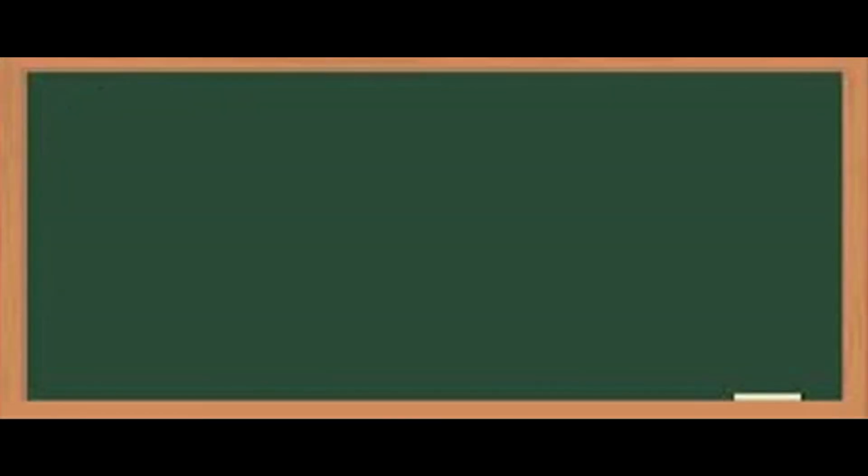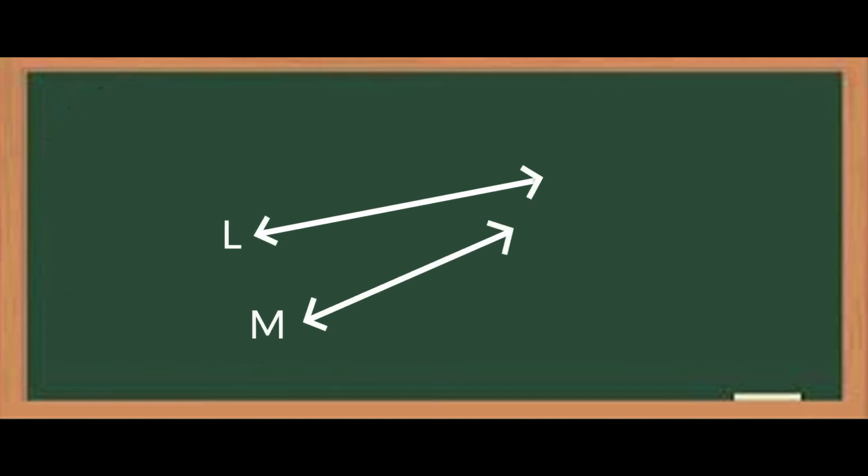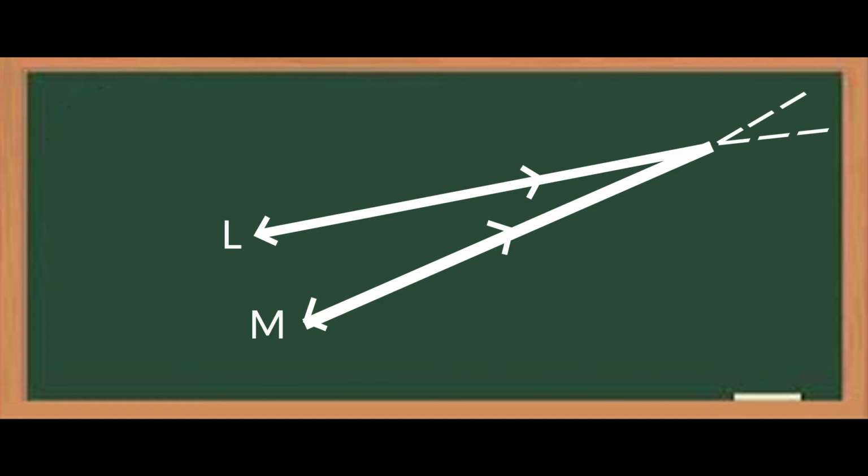Now, let us learn about types of line. Okay, let us take 2 lines, line L and line M. Are they intersecting? No. Now, extend the line. Are they intersecting? Yes. Therefore, they are called intersecting lines.